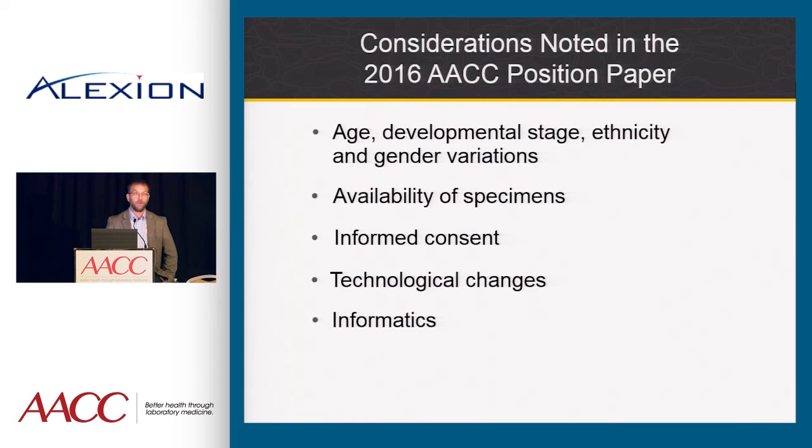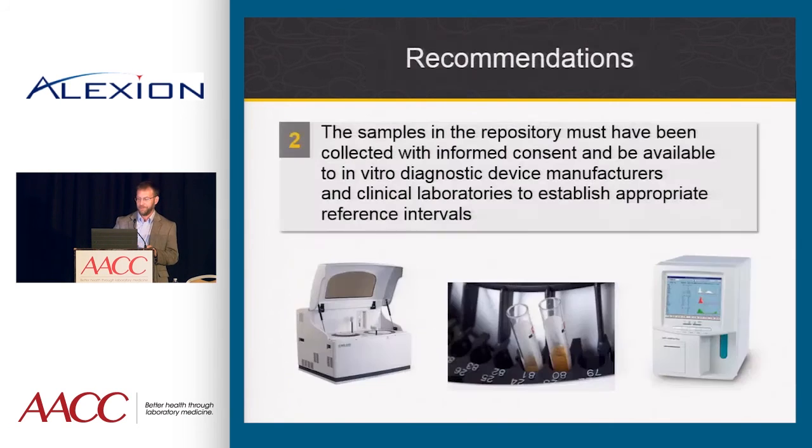Informatics need to be part of this, that database. Khosrow has the available database, the apps. That's the informatics, so that that info can get out. And the need for that national registry. So these are the things that AACC put in the position paper, things that you can talk to your congresspeople about. Samples have to be in a repository, well collected with informed consent, available to the manufacturers. So this is the other group that you need to reach out to.